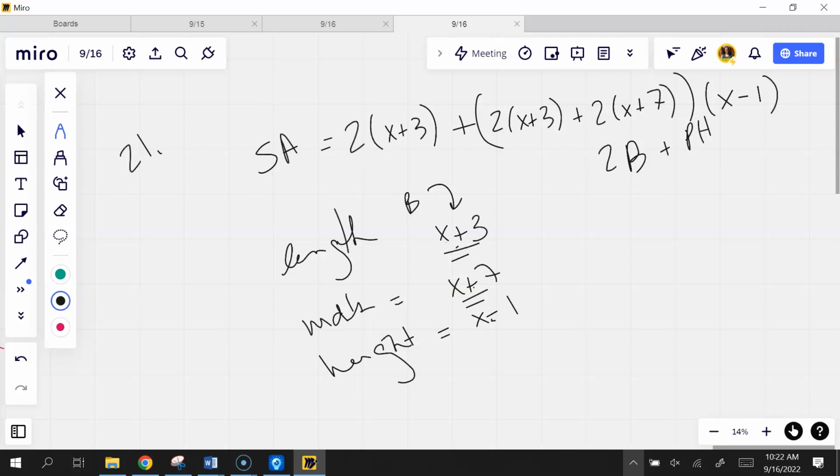Listen, I don't care that you don't know the surface area of a prism. Obviously, I don't know the surface area of a prism. That's not the point here. The point is, if you're given something like that, can you simplify it?